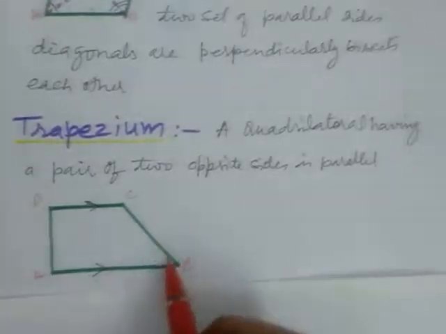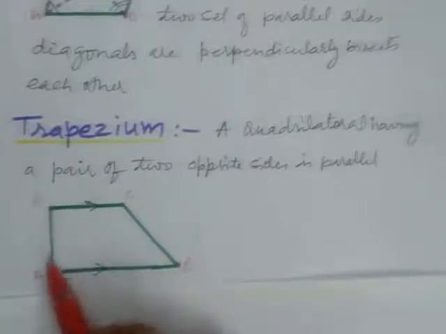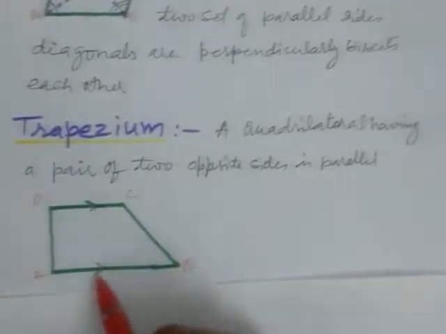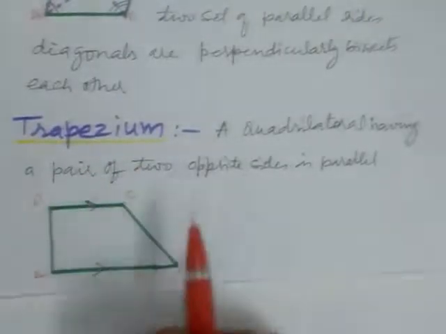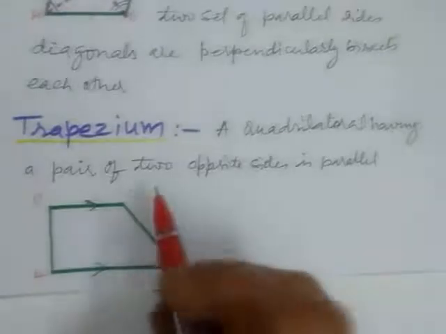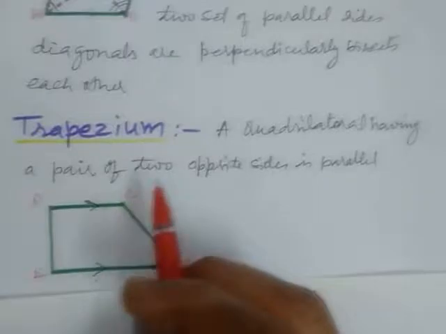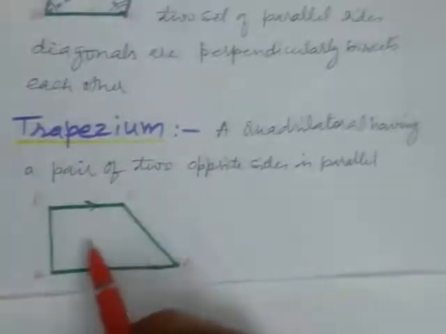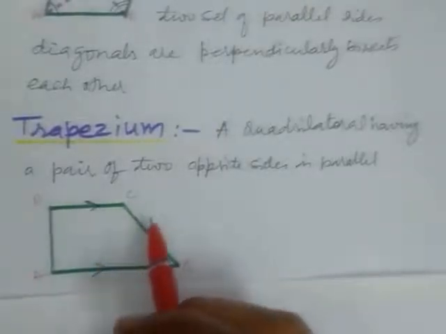The rest of the sides can be perpendicular or make any angle, but the two opposite sides are parallel. This is the necessary condition of a trapezium. So how many types of quadrilaterals have we learned today? Rectangle, square, parallelogram, rhombus and trapezium. These types of quadrilaterals are there.